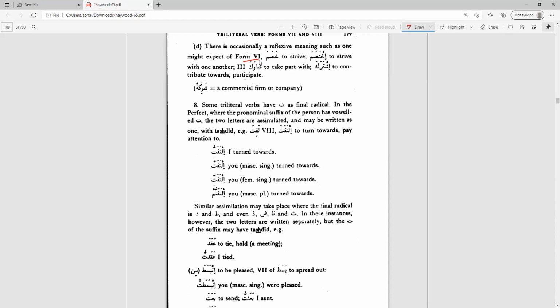Sharaka in form 3 meant to take part with. Ishtaraka means to contribute towards, participate. So you're taking part together. And that's why sharikatun means a company.